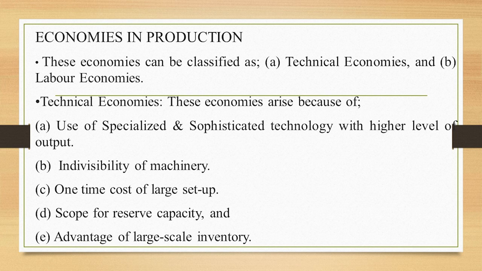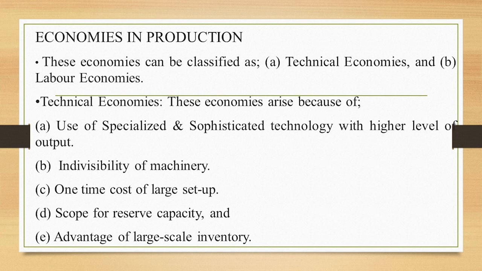Then indivisibility of machinery. See, machinery is not for one item only. It is for producing a certain number of items. So if you produce less, then you don't get the advantage, and machinery is not divisible that you can take advantage of one unit of machinery. No, it's not that. The entire machinery will operate. Whatever units of production you choose, the indivisibility is there. It cannot be done away with. So this is the second technical issue.